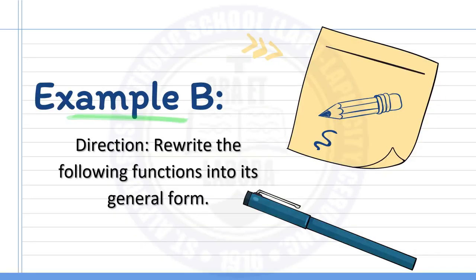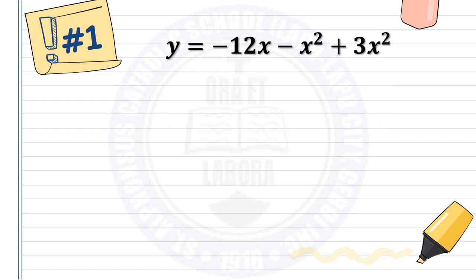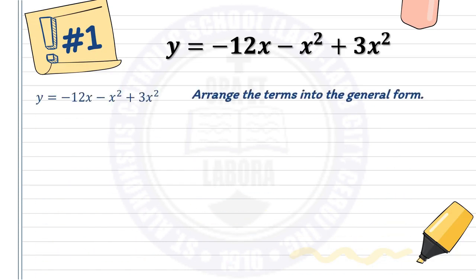Example B. Rewrite the following functions into its general form. Example number 1. y equals negative 12x minus x squared plus 3x squared. That's the given. First, we need to arrange these terms into the general form. Remember, the general form is y equals ax squared plus bx plus c. You start with the quadratic term, followed by the linear term, and then the constant term. So in this case, that would be y equals 3x squared minus x squared minus 12x.